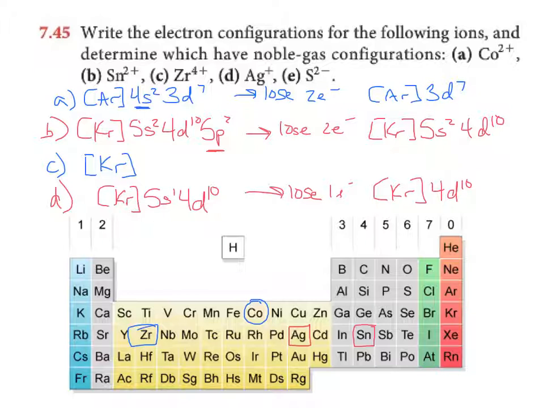All right, so let's talk about the last one. This one's, again, a little more straightforward. So we see sulfur over here. How did sulfur get a 2 negative charge? How did it do that? Gain 2 electrons. So it now has the same number of electrons as argon, so I can just write argon. That's it. So that's all for that one.